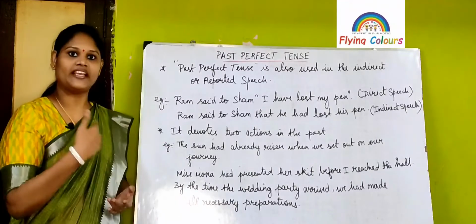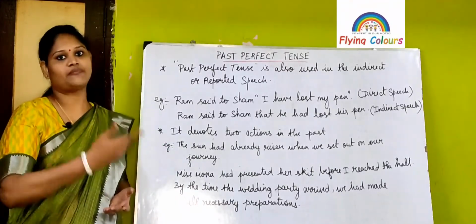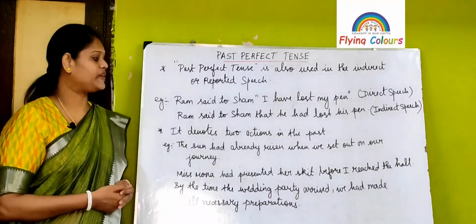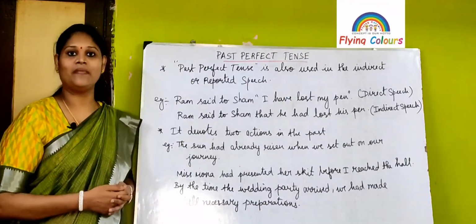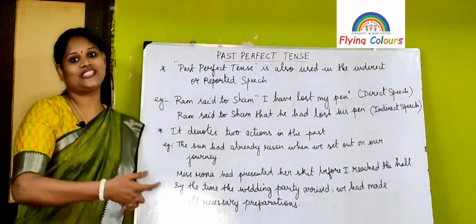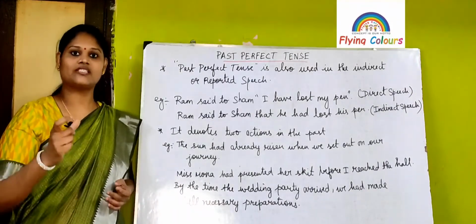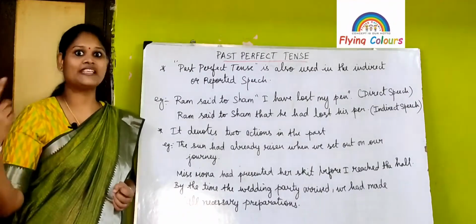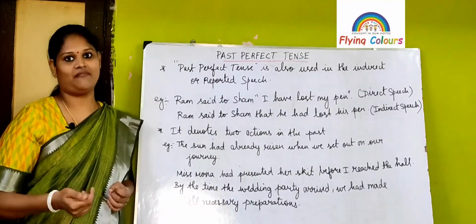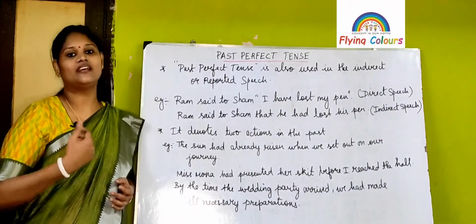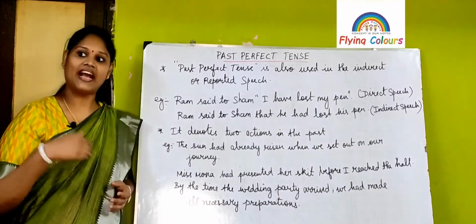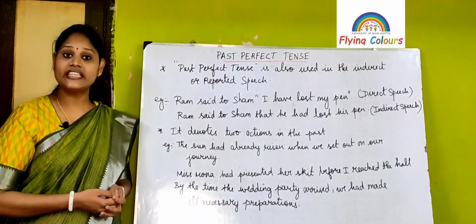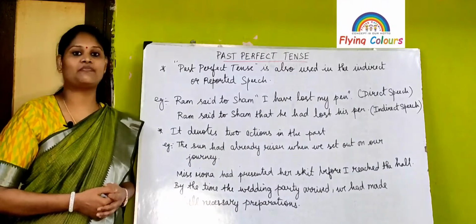Telling directly to any other person. The words come directly from the person. That is direct speech. How to change this into indirect speech? Ram said to Shyam that he had lost his pen. So, this indirect speech is spoken by some other third person, not by Ram. Whatever Ram said is told by another person. So, that is called indirect speech. In this, we use past perfect tense.